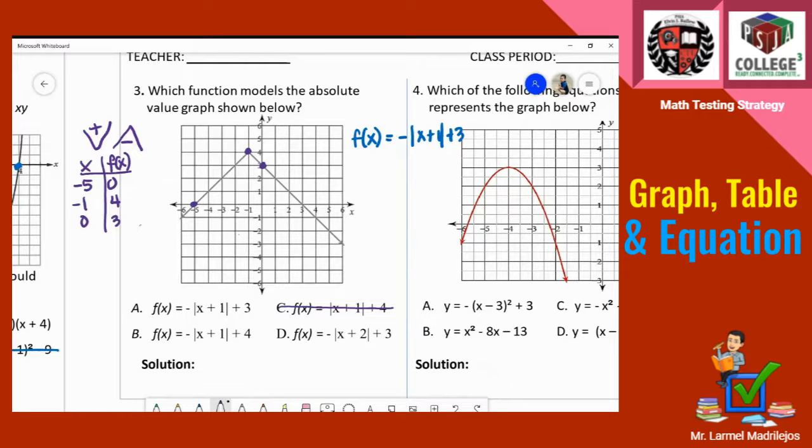When x is negative 5: −|−5 + 1| + 3, and y is 0. Negative 5 plus 1 is negative 4. The absolute value of negative 4 is 4, but there's a negative outside, plus 3. Negative 4 plus 3 is negative 1. It doesn't match. So A is not the answer. This number doesn't match. So let's use another number here.